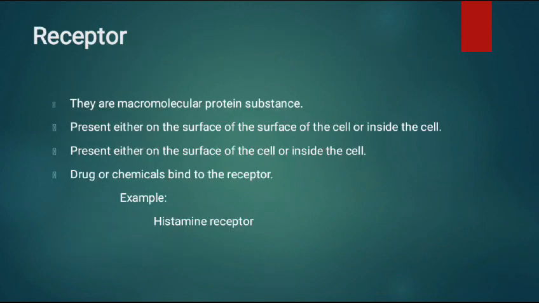Through receptor. Receptors are macromolecular protein substances present either on the surface of the cell or inside the cell. Drugs or chemicals bind to the receptor. Example is the histamine receptor.